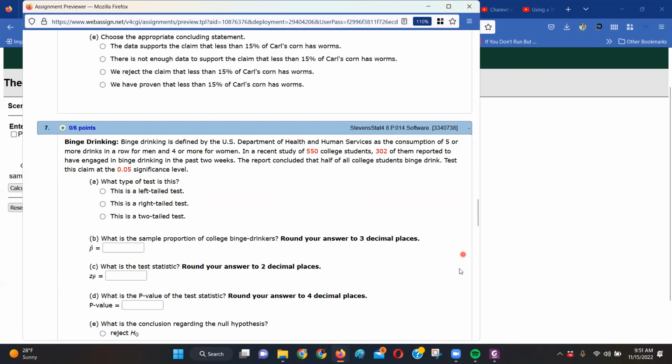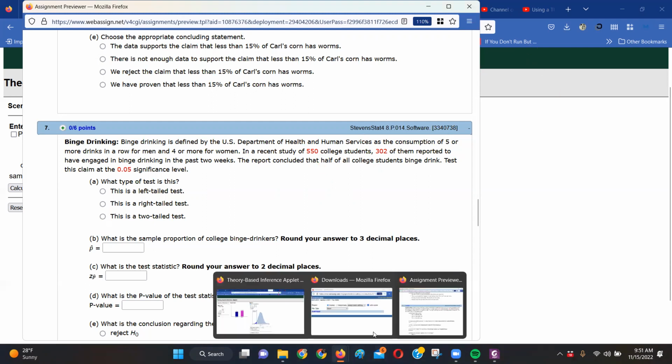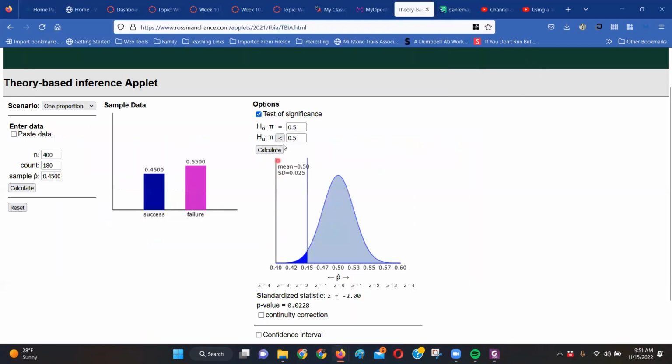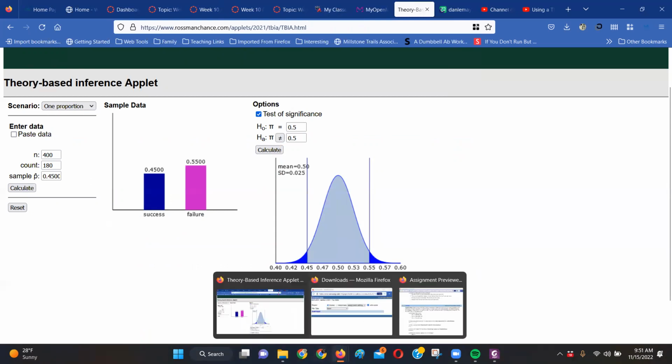Because this is a two-tailed test, you just got to go back to that Rossman Chance site. You're just going to make sure, type in 0.5, put in your x and your n, one proportion again, click on this until it says two-tailed, and then calculate it, and you got it. Okay. So let's come back and look at another one.